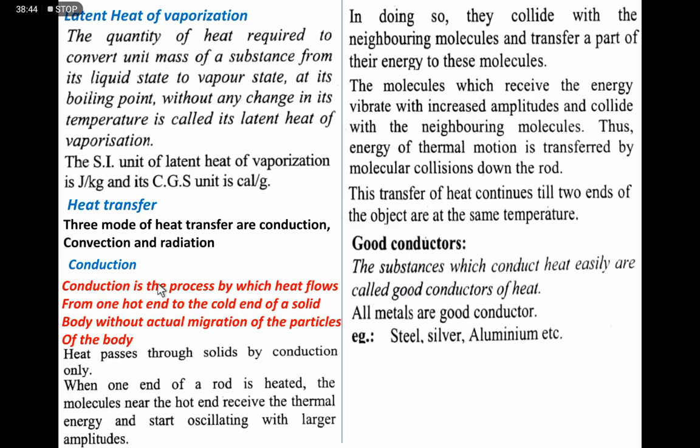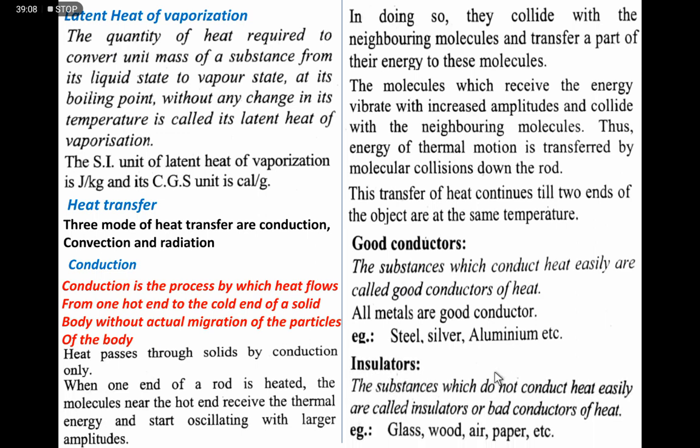Now, conduction is the process. Here we have to consider good conductors and bad conductors. The substances which conduct heat easily are called good conductors of heat. All the metals are good conductors of heat: steel, silver, aluminum, etc. Insulators: the substances which do not conduct heat easily are called insulators or bad conductors of heat. Here, glass, wood, air, paper, etc.